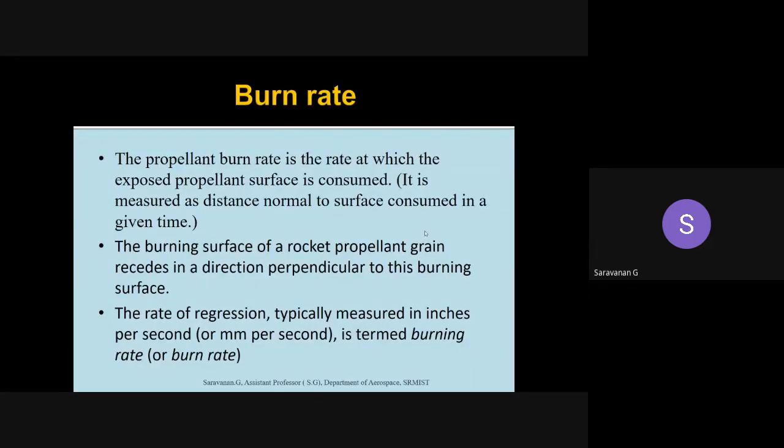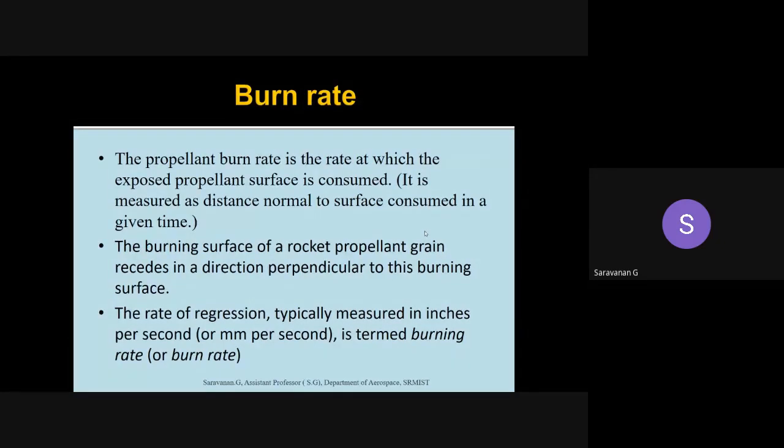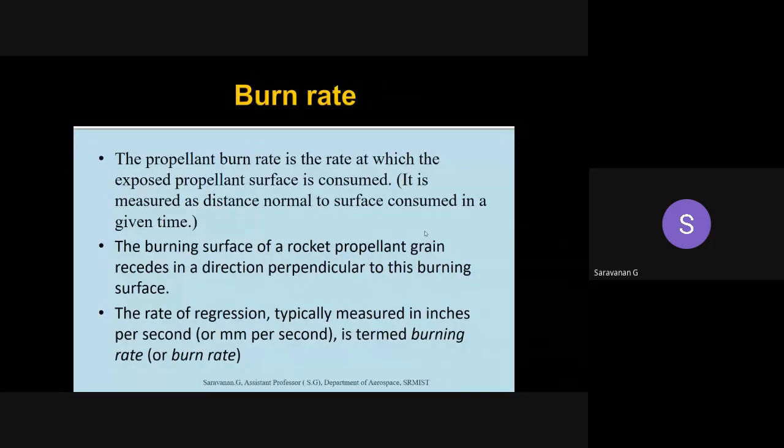So we have neutral burning, regressive burning, and progressive burning of the solid propellant with respect to time. That burning may be classified in these three categories. With respect to the solid propellant, the rate at which the propellant burns on the exposed surface over a period of time, that is, the amount consumed, is called the propellant burn rate.